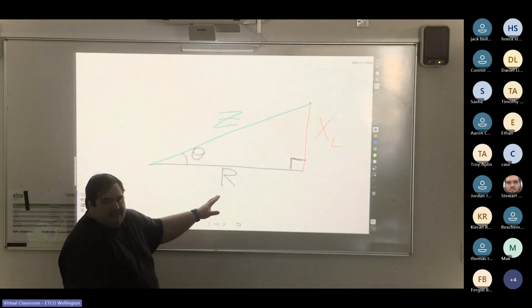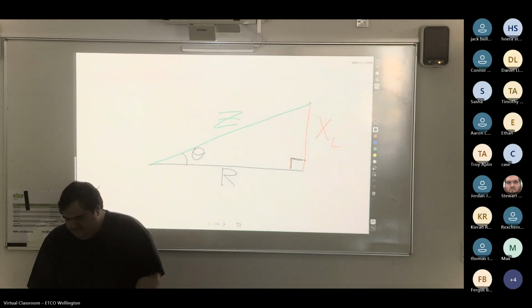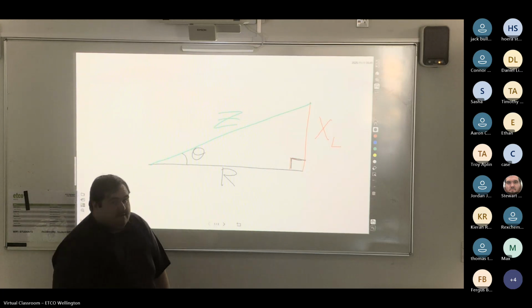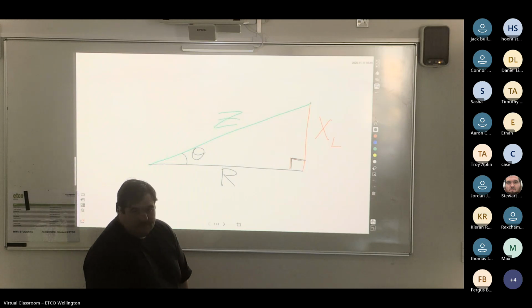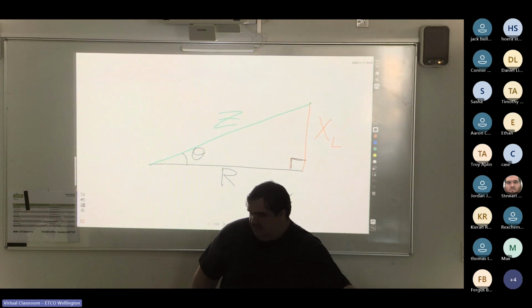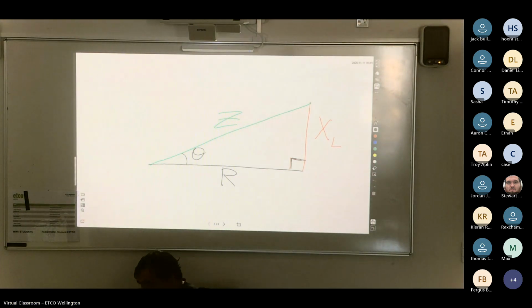Does this triangle all make sense to you guys? So we probably will come back to the whiteboard a little bit later. Now we'll carry on.